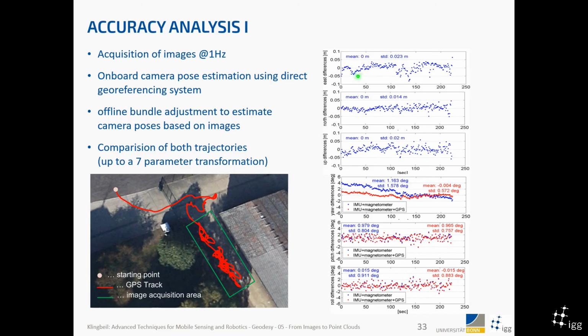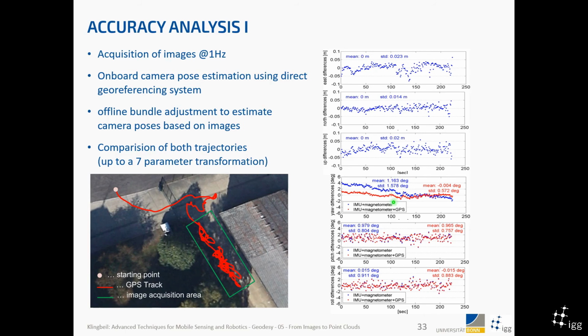And here you can see the differences in the position, east, north, and up. We can see that the standard deviation is in the order of 1 or 2 centimeters. This is pretty much what we expect from a real-time kinematic GNSS. It's always below 5 centimeters, in the order of a few centimeters.